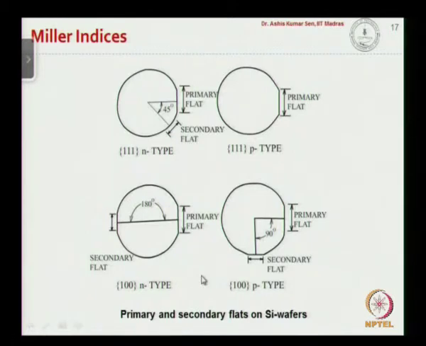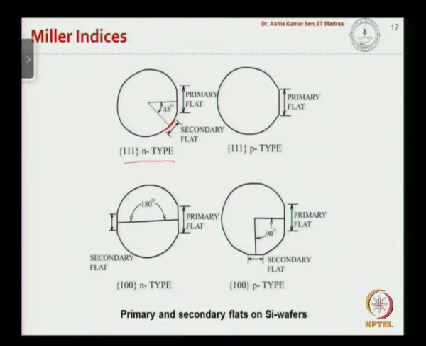Now just by looking at a wafer, we should be able to tell what is the type of the wafer that we are talking about. Now we have here a 111 N type wafer. The N type wafer would have a primary flat. So this is one flat, and there would be a secondary flat here. This is another flat, and the two flats are located 45 degrees to each other.